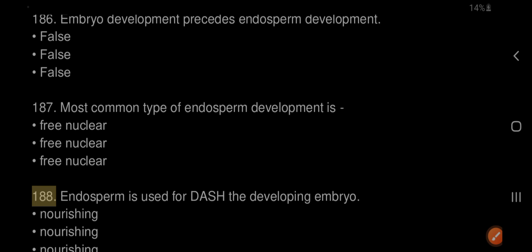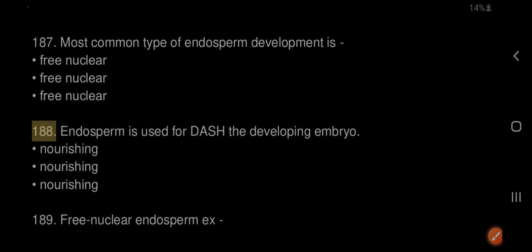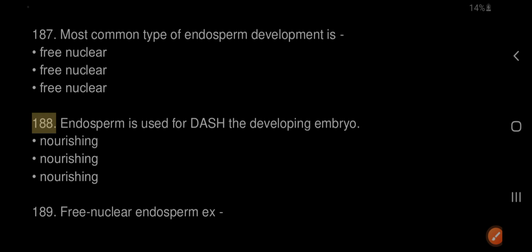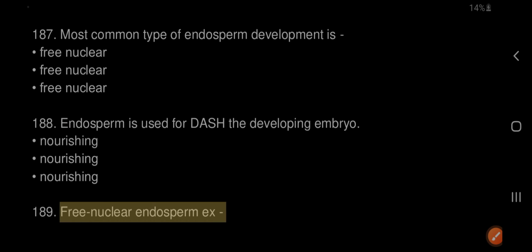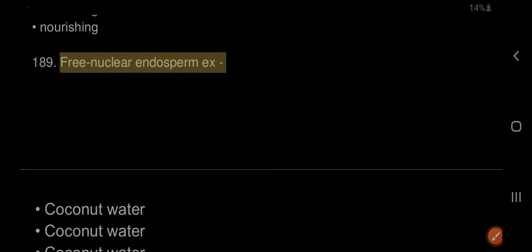188. Endosperm is used for dash the developing embryo. Nourishing. 189. Free nuclear endosperm example: coconut water.